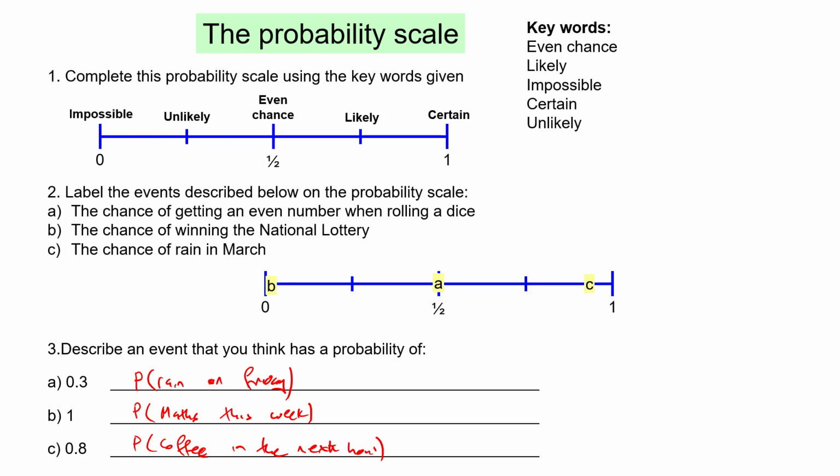Okay, so that's how we write probability. So probability of rain on Friday, and we would tend to put then our value equals 0.3. Okay, good. So RAG rate it, and when you're ready, hit play again.